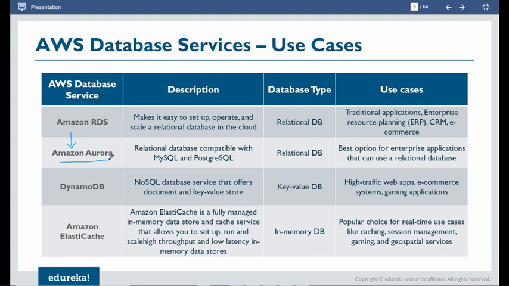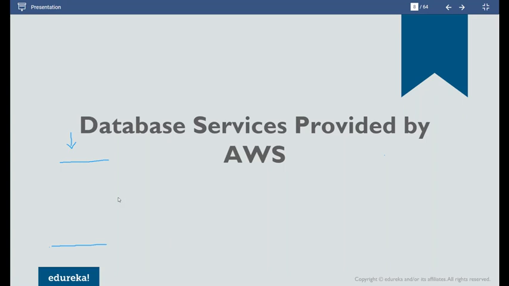Talking about DynamoDB, it is your key-value database store from AWS. It's a NoSQL database, part of your non-relational databases. There is no fixed schema, and DynamoDB is completely managed by AWS. Talking about ElastiCache, it's an in-memory cache of your database to keep frequently accessed information.